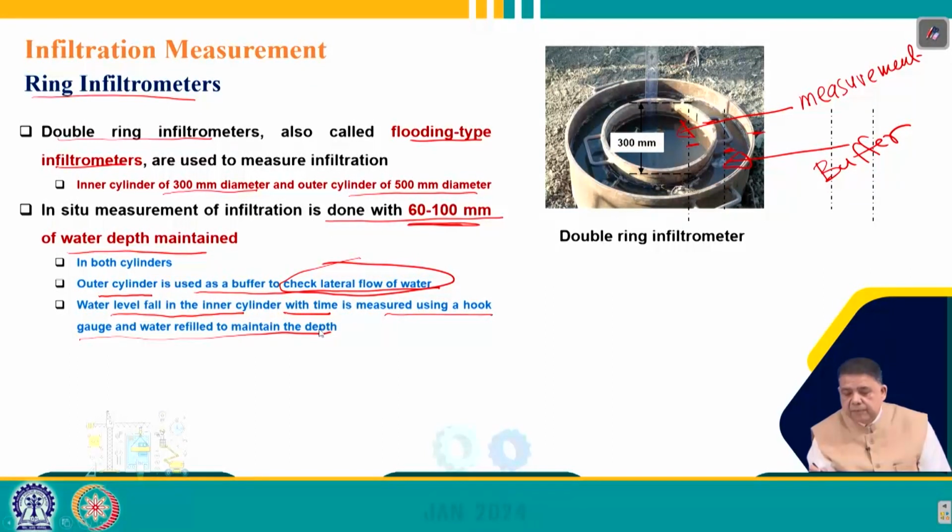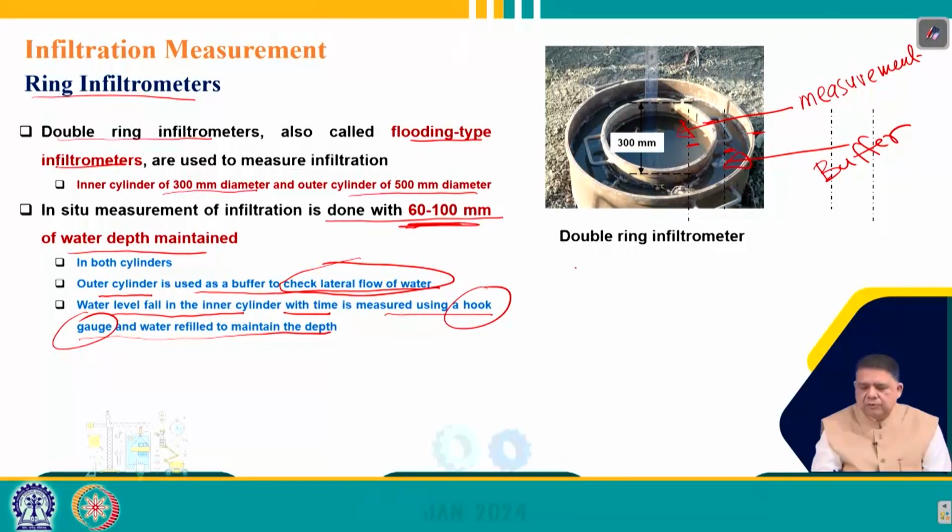So, when the infiltration measurement starts, we maintain the requisite or pre-decided water level, say 100 millimeters, and as time passes and infiltration starts taking place, of course, there will be a fall in the water level. That fall in the water level is recorded using any kind of measuring device. It could be a hook gauge, which could be used to measure the changes in the level, and that is recorded with time. So, time and the change in the water level in the inner cylinder are recorded, and water is refilled to its original level, and that is how we continue the experiments.